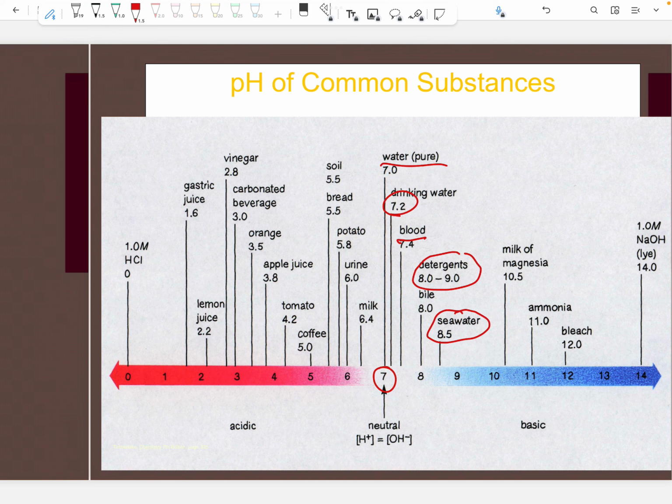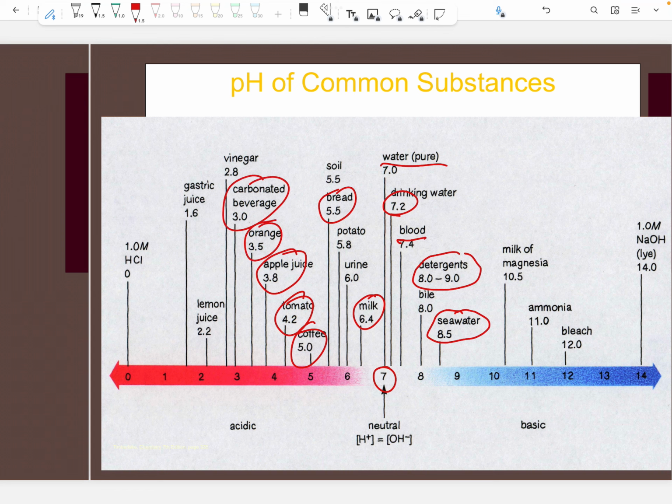8.5. If you look down on the acidic scale, 0 to 6 or 7, I guess you say, milk is slightly acidic, even though they use milk for when you have really hot foods, spicy foods, really acidic ones. Milk helps to neutralize that acid because it's a little higher up on the pH scale. Urine, potatoes, bread, look where bread's at. Coffee at 5, tomatoes at 4.2, apple juice, look at all these juices.